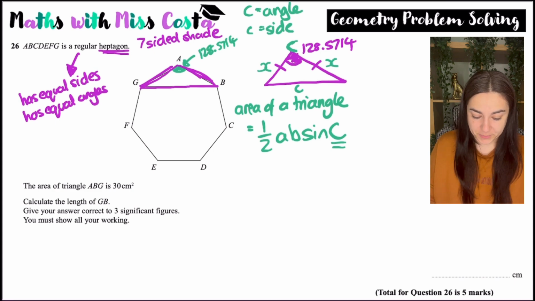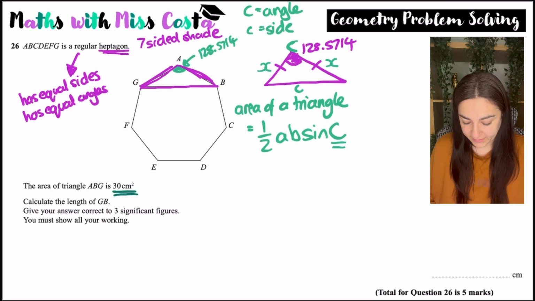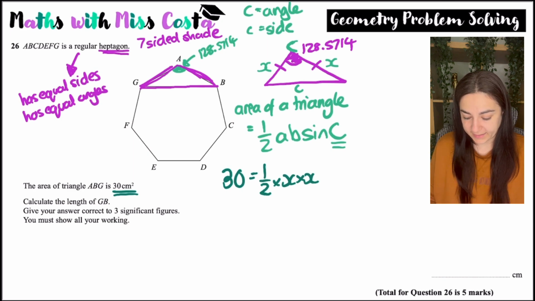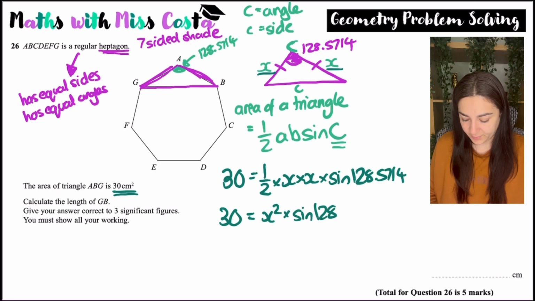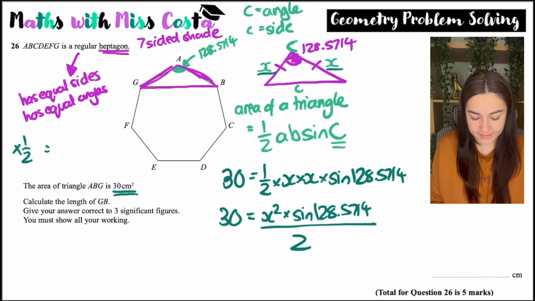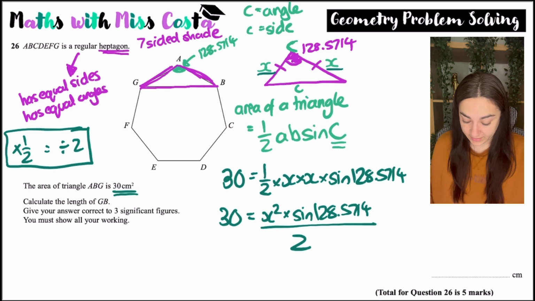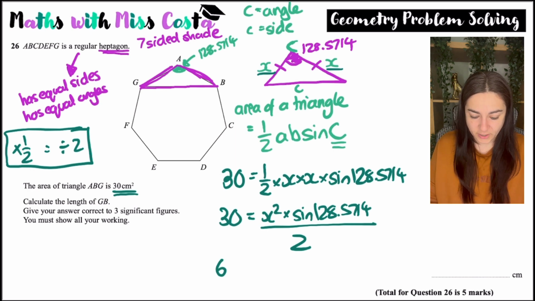And I can substitute. So I know the area is 30 centimeters squared. So I'd say 30 equals a half times X, because these are the two sides, A and B, times sine 128.5714. Then I could simplify this. So that would become 30 equals X squared times sine 128.5714 divided by 2, because remember, timesing by a half is the same as dividing by 2. You don't have to simplify it like this, you can just start rearranging it immediately.